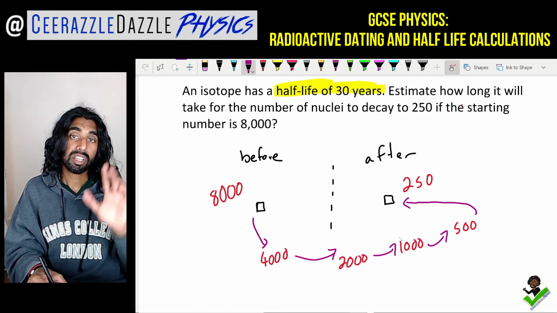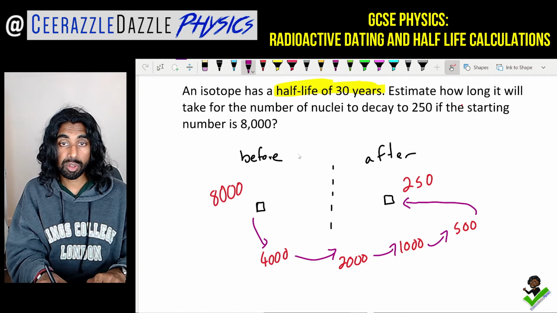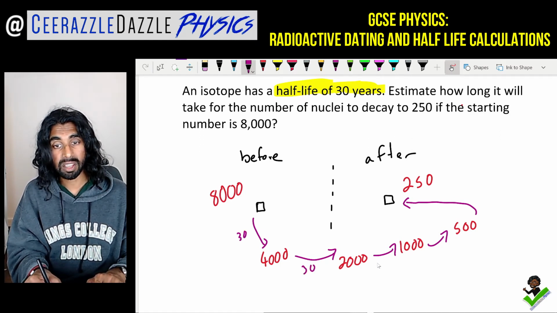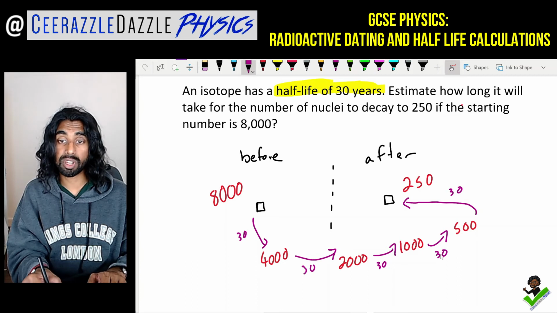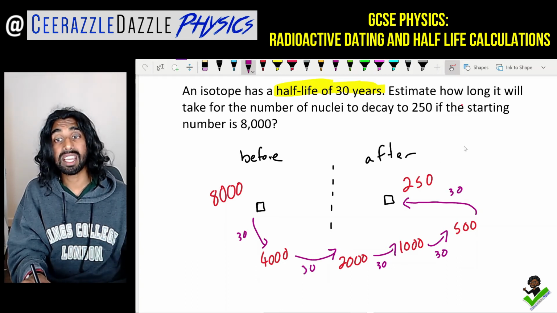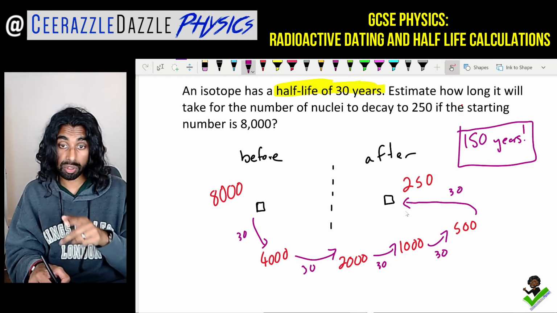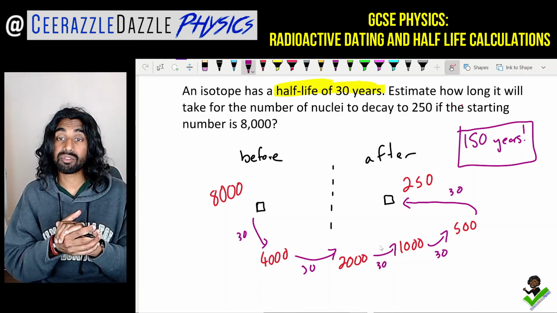There we go. So now, last of all, how many half-lives have passed? Well, you know it's 30 years for each half-life. So 30, 30, 30, 30, and 30. So the total time is going to be 1, 2, 3, 4, 5. 5 times 30, it's going to be 150 years, guys, because obviously it's 1, 2, 3, 4, 5 half-lives have passed. Each is 30 years. That's the reason why it is 150 years.